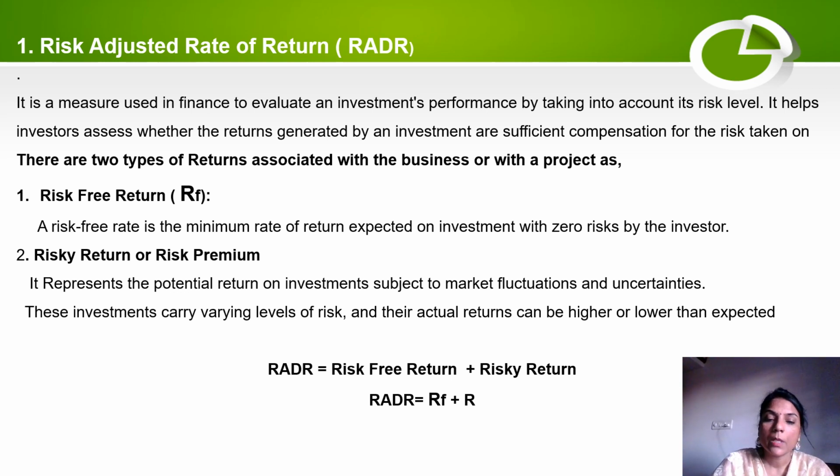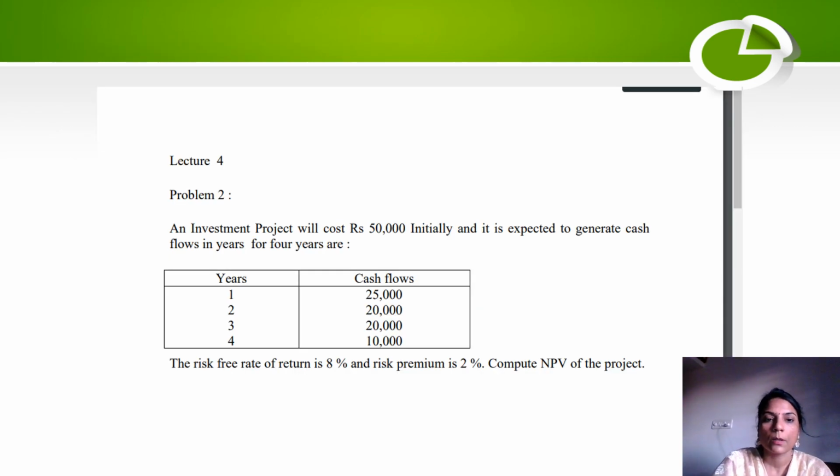So RADR, the risk adjusted rate of return, is calculated as: RADR is equal to risk-free rate of return plus risky return. The risk-free rate of return will be the same for all projects or investments, and the risky return will be based on that particular project or investment. We will understand this RADR approach with an example.